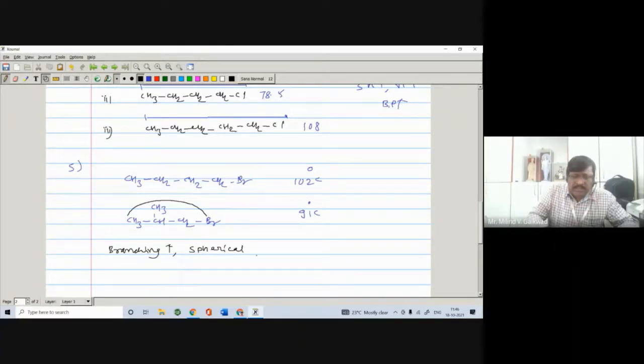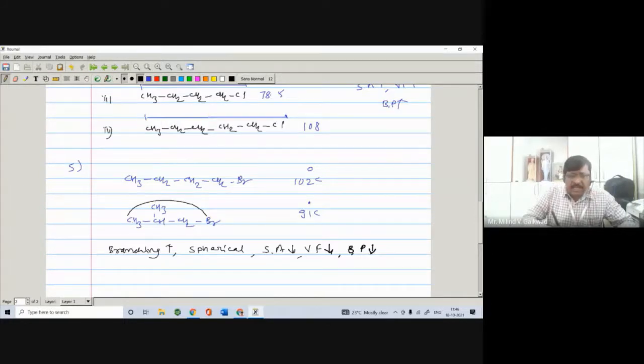Molecule becomes spherical. Then the surface area decreases. Van der Waals force of attraction also decreases. That's why the boiling point also decreases.